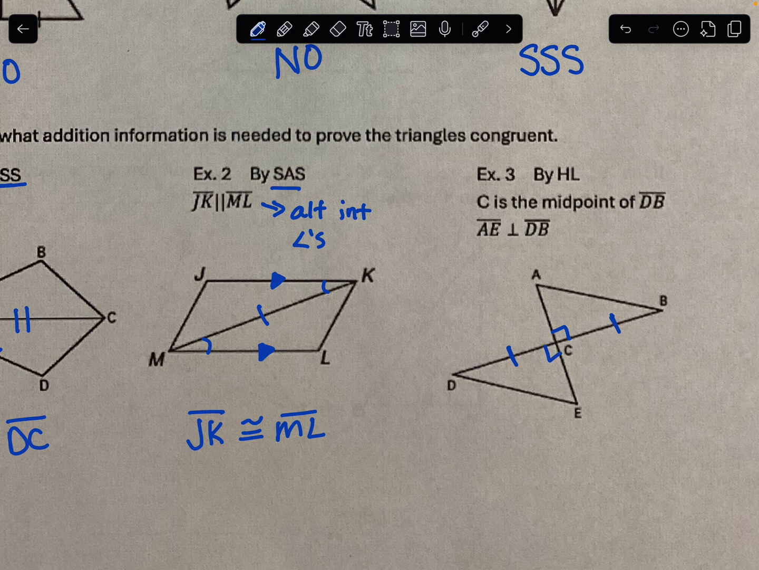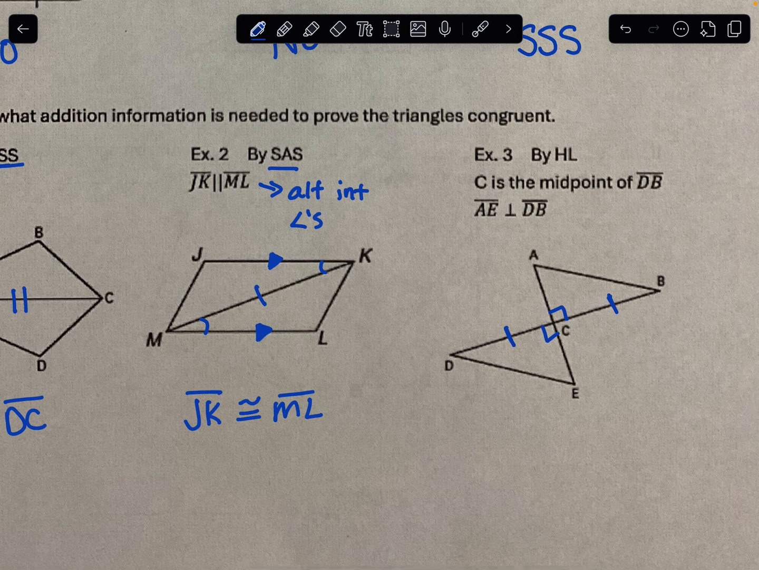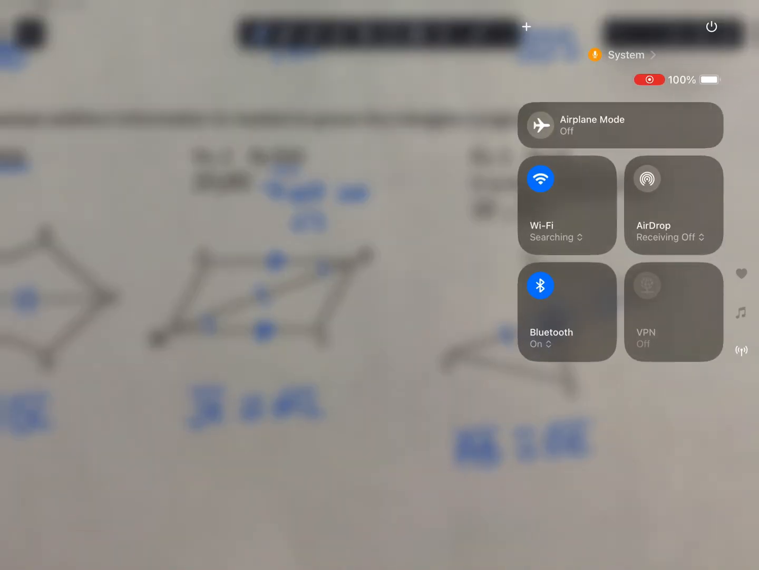So if I was going to prove hypotenuse leg, what's the last piece of information I would need? Say it again, Josh. Good. AB is congruent to DE. Okay? How we feel about this part? Getting better? Been better. Okay. Sign off on these?